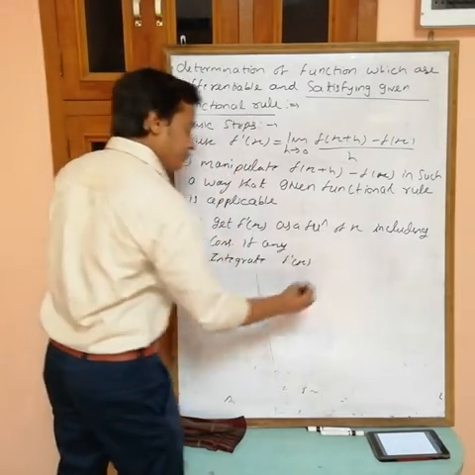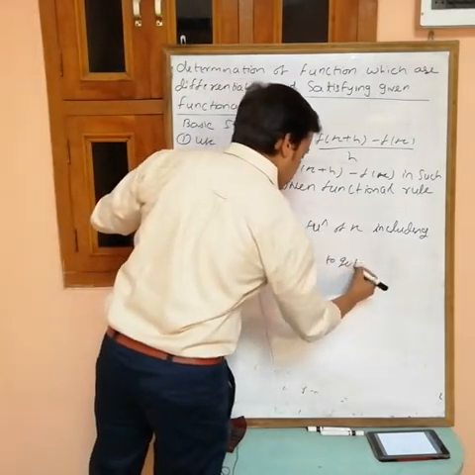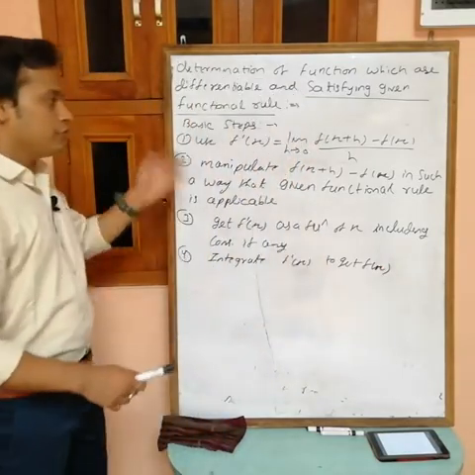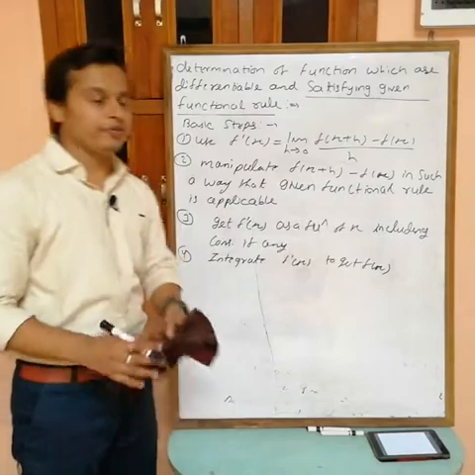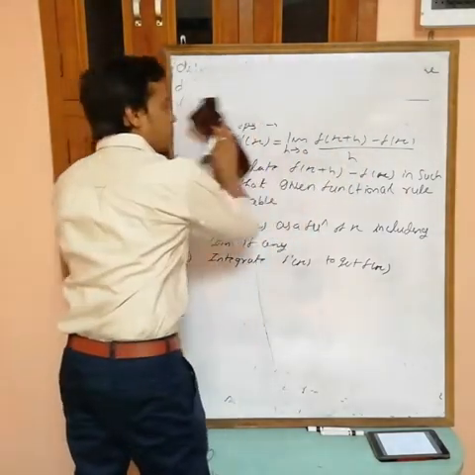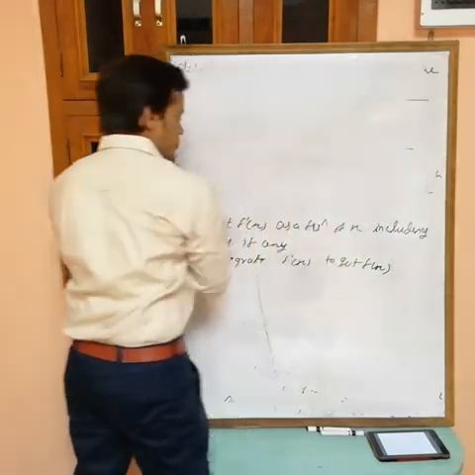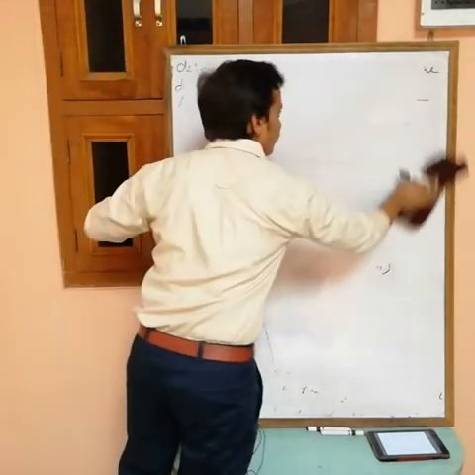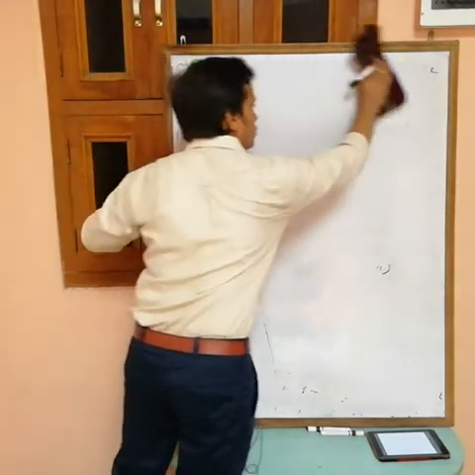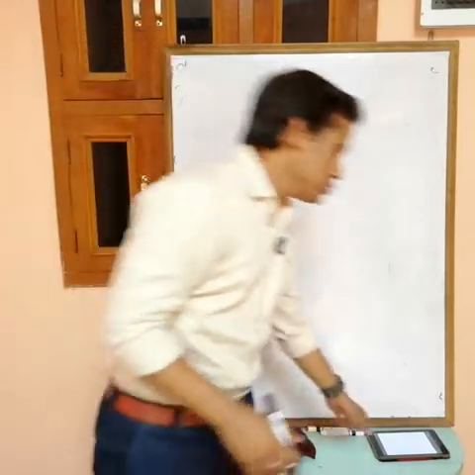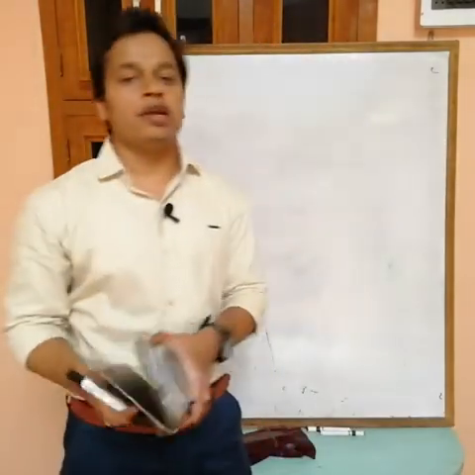Okay, write down. Now we will take an example based on this one. So first is use the formula f dash x, limit h tending to 0, f(x plus h) minus f(x), by h. After that, find f dash x by putting the value of f(x plus h) minus f(x) using the functional rule. Then integrate f dash x.